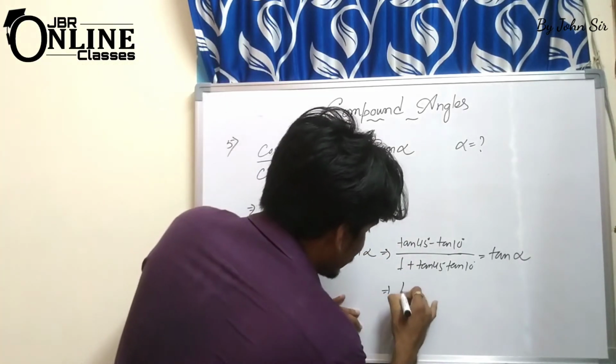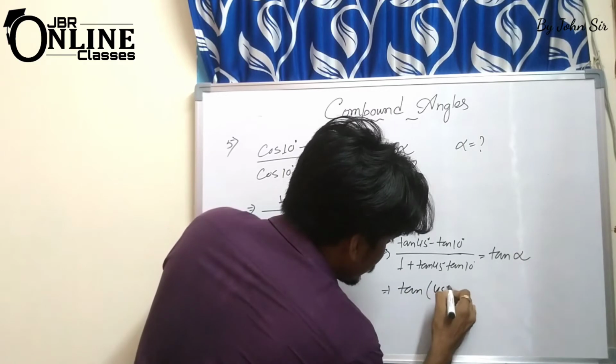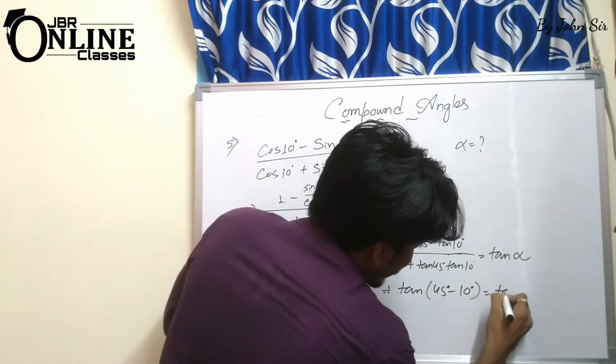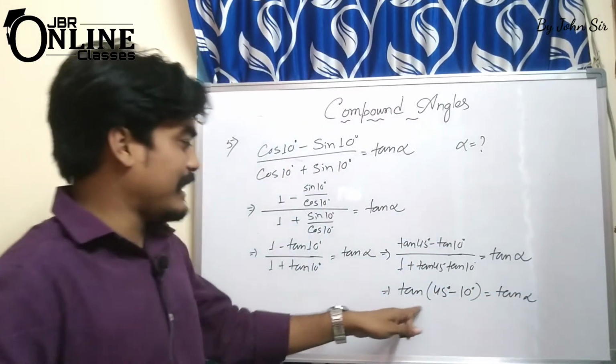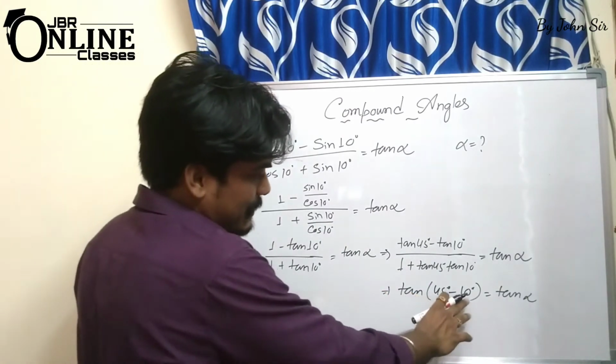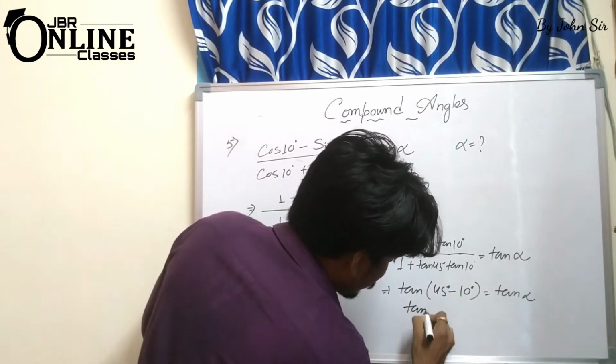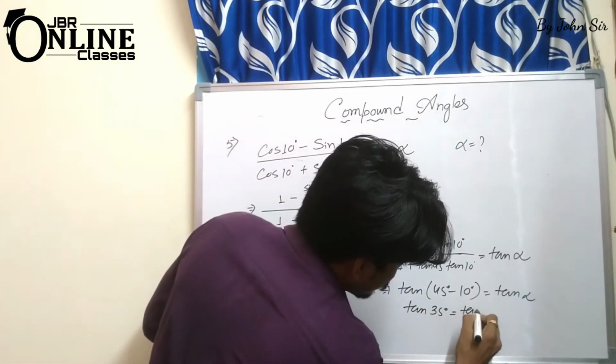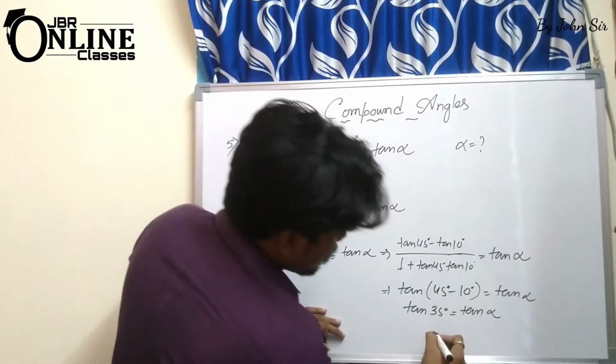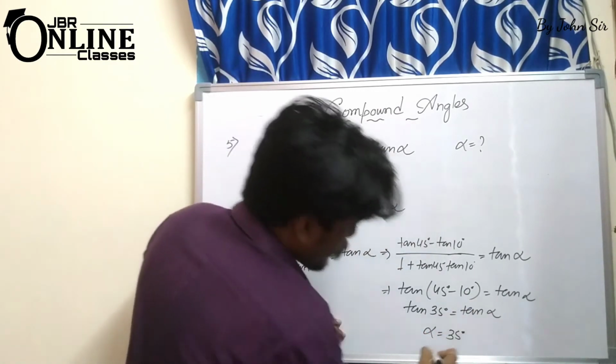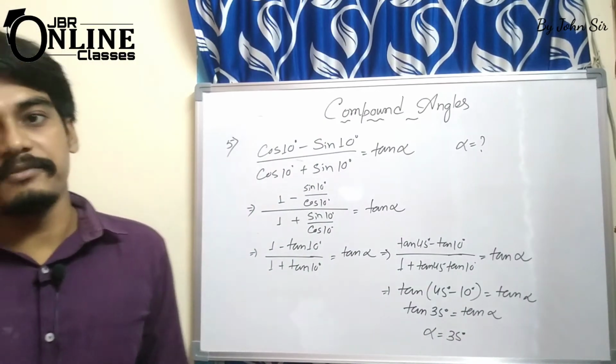So you can easily write here tan 45 degree minus 10 degree, and that equal to tan alpha. That means tan A minus B. So 45 degree minus 10 degree, that equal to tan 35. So tan 35 degree equal to tan alpha. Now by comparing both sides, you can write down alpha equal to 35 degree.